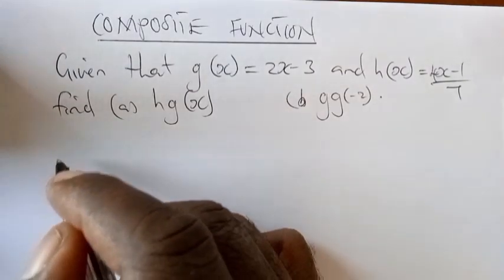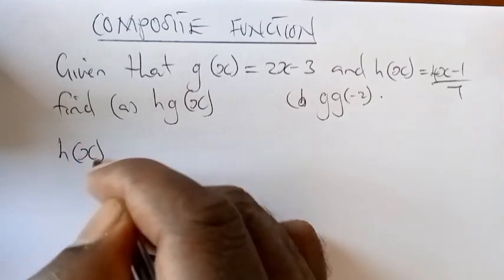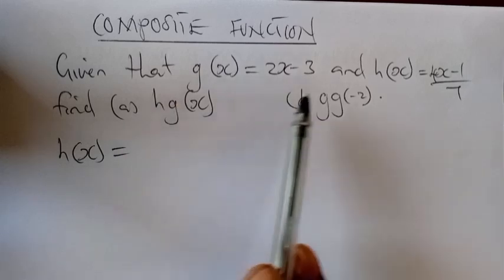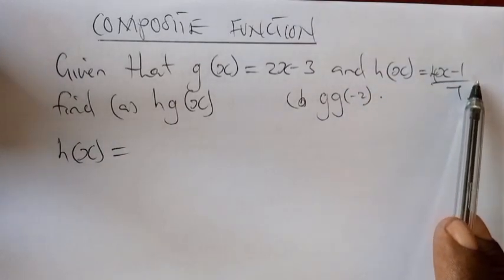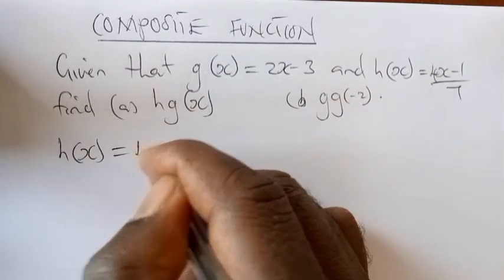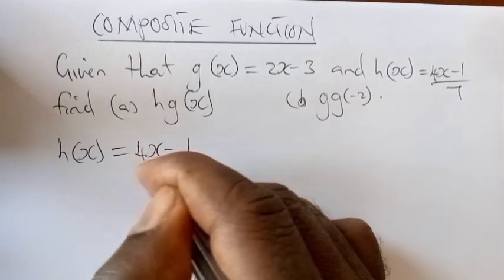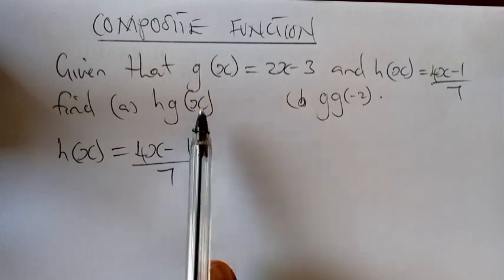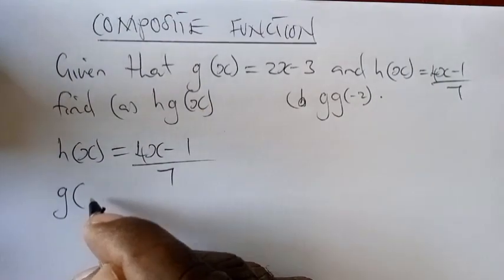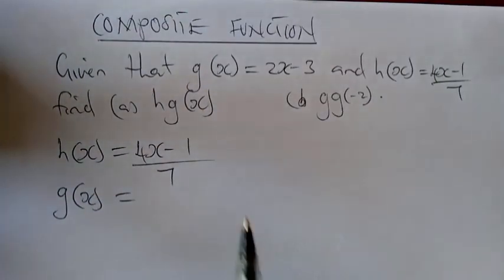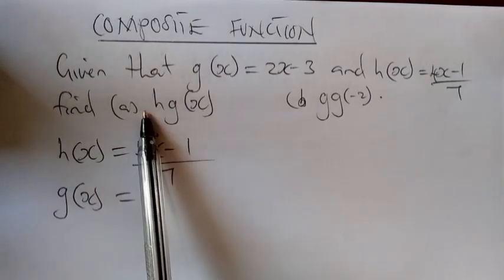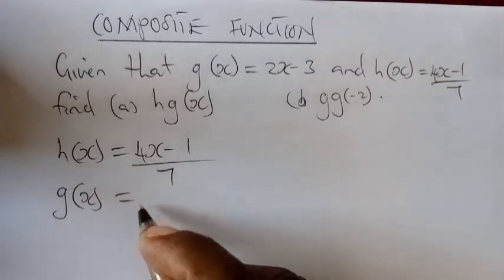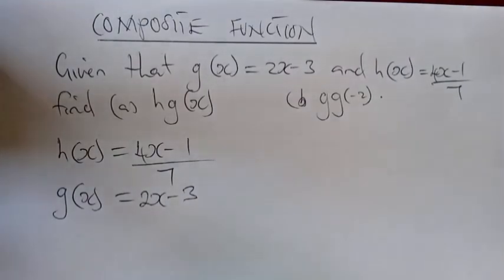So our main function is h of x function, because that is what is used at the beginning. So the h of x function, which is this one, becomes our main function. And this is 4x minus 1, everything divided by 7. Then g of x is the one that is going to be taken as our minor function, because it has been used after the first one. So the g of x function is this one, which is 2x minus 3.